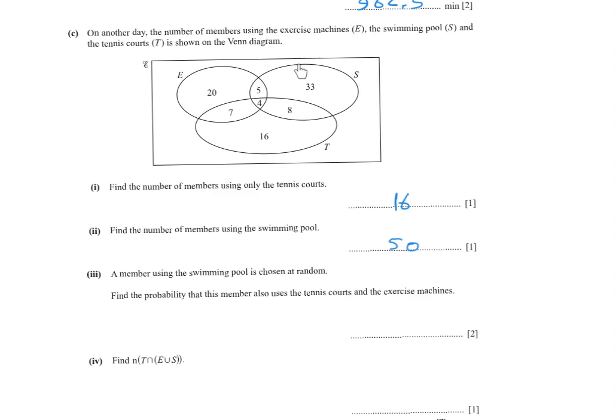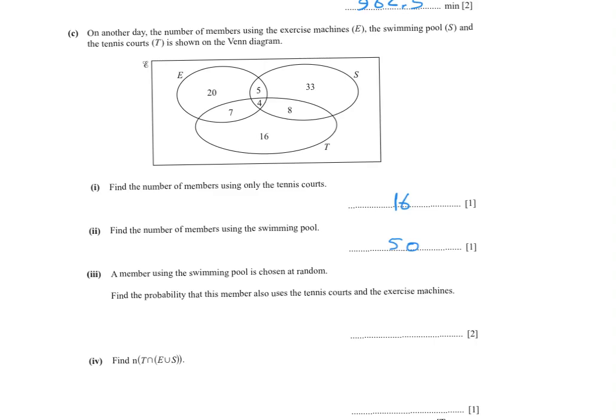From 50, how many use the exercise machine and the tennis court from the swimming pool? 4. Because 4 belongs to E and belongs to T at the same time. So it is 4 over 50.